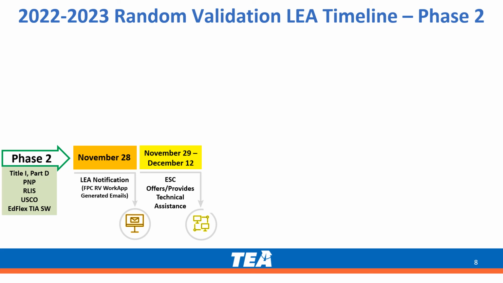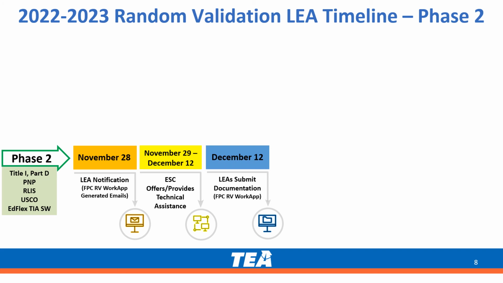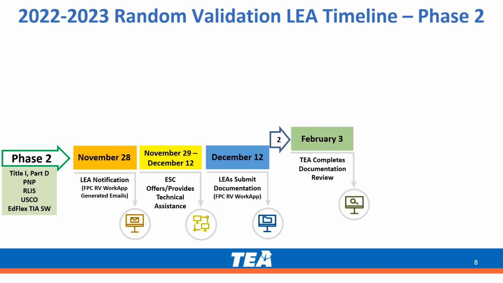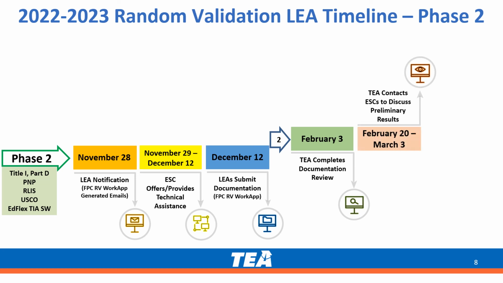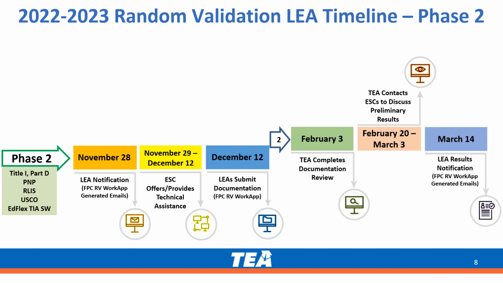Between November 29th and December 12th, Regional Education Service Centers will offer and provide technical assistance to LEAs that have been selected to participate. By December 12th, LEAs should submit their documentation using the Federal Program Compliance Random Validation Work App. By February 3rd, TEA will complete their documentation review. TEA will meet with Education Service Center federal program staff to discuss preliminary results between February 20th and March 3rd. And TEA will then notify LEAs of their results through a Random Validation Work App generated email.